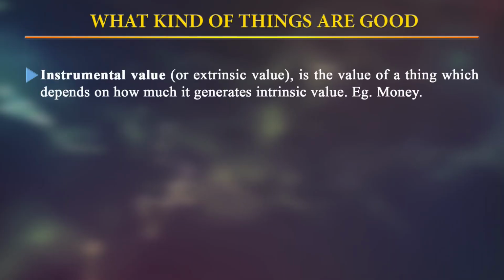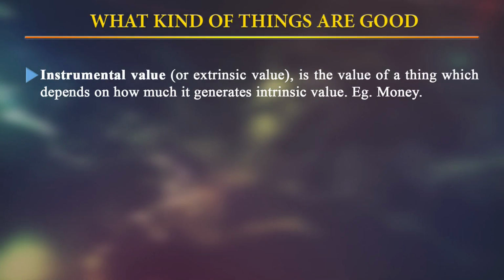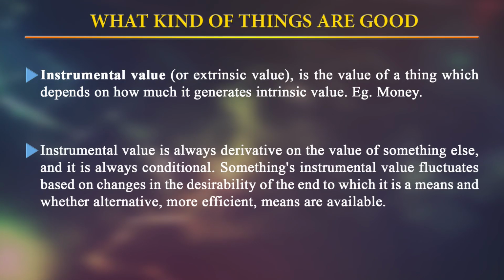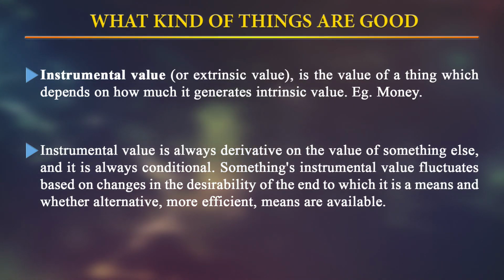Now let us look at the second type of value, that is the instrumental value or the extrinsic value. Now as we had already discussed, there are two types of values. One is the intrinsic value and the second one is the instrumental value or the extrinsic value. The instrumental value is the value of a thing which depends on how much intrinsic value it can generate. For example, money. The instrumental value is always derivative on the value of something else.